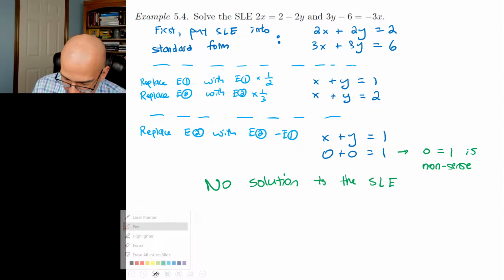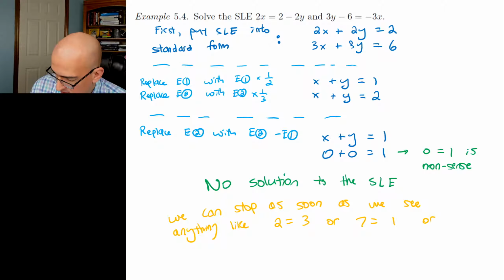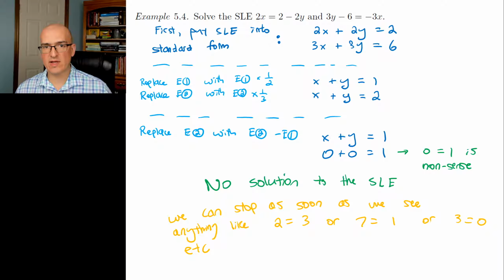We can stop as soon as we see anything like 2 equals 3, or 7 is equal to 1, or 3 is equal to 0, etc. Anytime we come to a statement that reads one of those ways, it means that the SLE has no solution.